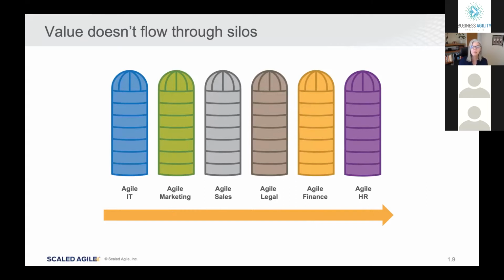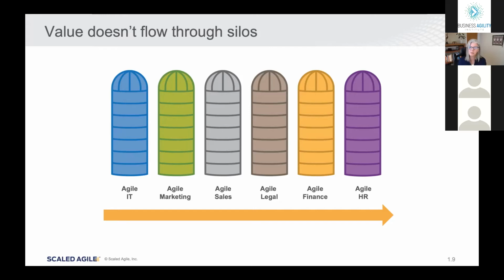However, what we end up with and what we don't want to do is have Agile silos where the Agile Marketing group can't talk with the Agile sales group. The Agile sales group is waiting on an Agile finance group. We've now totally destroyed this notion of a cross-functional group of people working to deliver value.